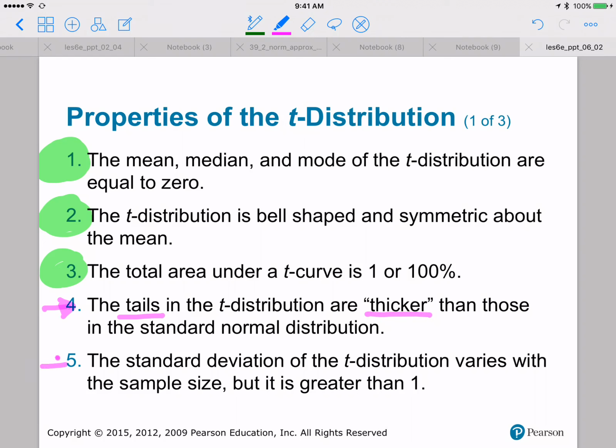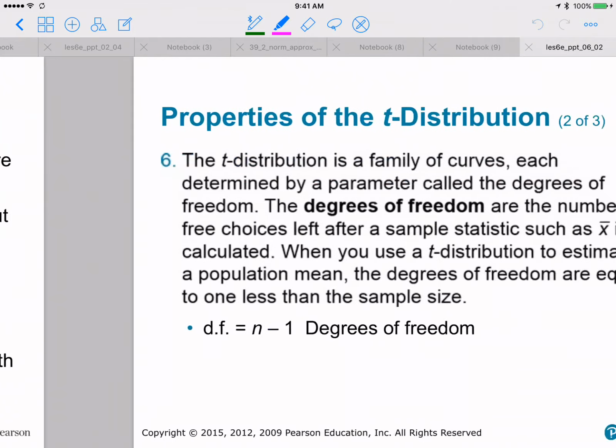Another thing is that the standard deviation of a t-distribution varies with the sample size, but it's always greater than 1. Now remember, the standard normal distribution has sigma always equal to 1. Here with the t-distribution, the standard deviation is going to change, and depending on the standard deviation, you get the thickness of the tails. The key is that the standard deviation is always greater than 1.